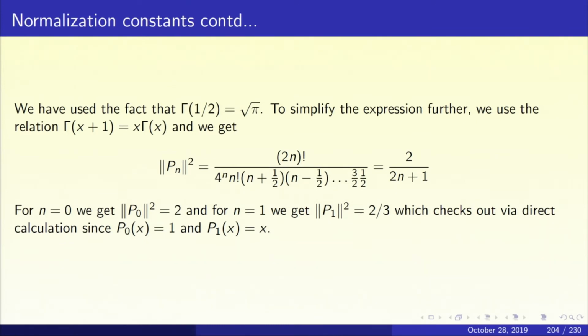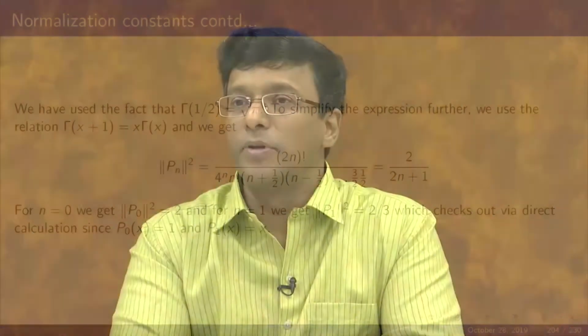If you simplify this, you get the very simple formula that the L2 norm squared of the nth Legendre polynomial is 2 upon 2n plus 1. So the norm of Pn is square root of 2 upon 2n plus 1. So we have found the lengths of these vectors, and we can divide by the length if you wish, and we can get an orthonormal system of polynomials in L2 of minus 1, 1.